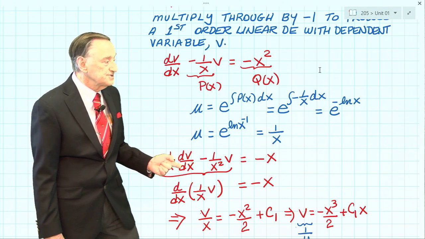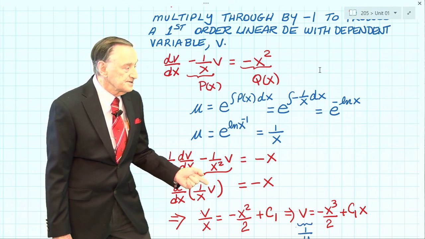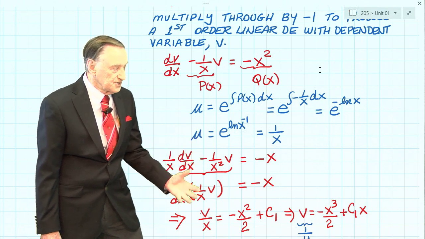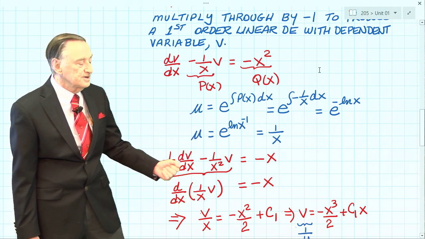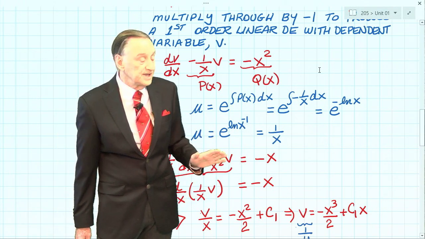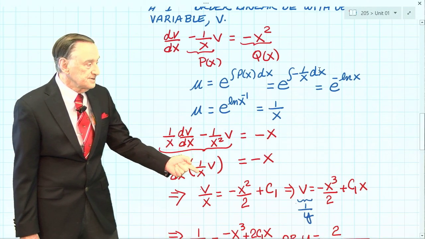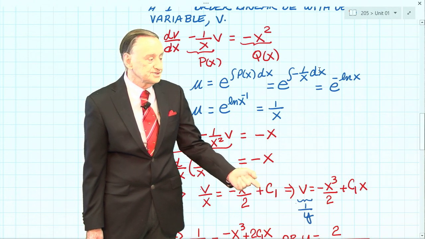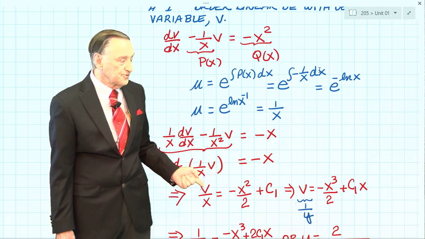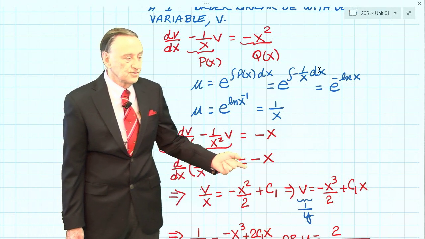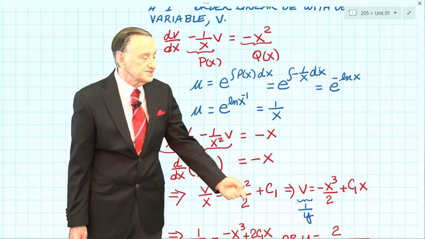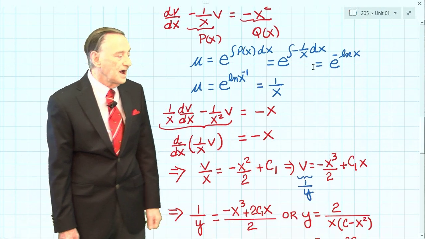First times derivative of the second, plus second, derivative of x to the minus 1 is minus x to the minus 2. And so we have the derivative of that product is equal to minus x. Now we integrate and get v over x is minus x squared over 2 plus a constant, or we multiply through by x and get v is equal to minus x cubed over 2 plus the constant times x, but v is 1 over y.